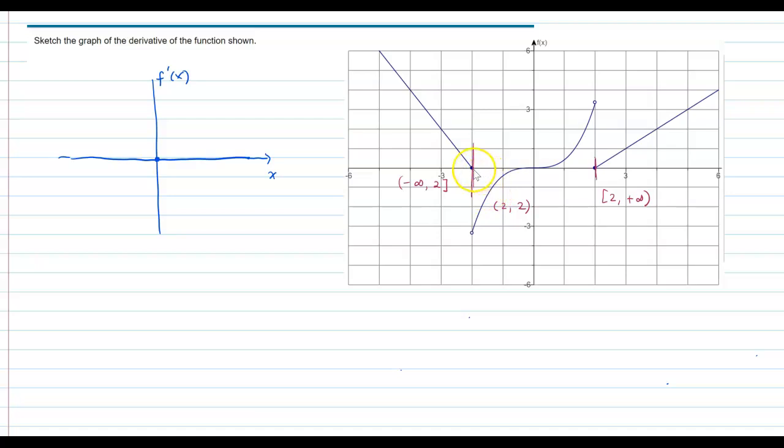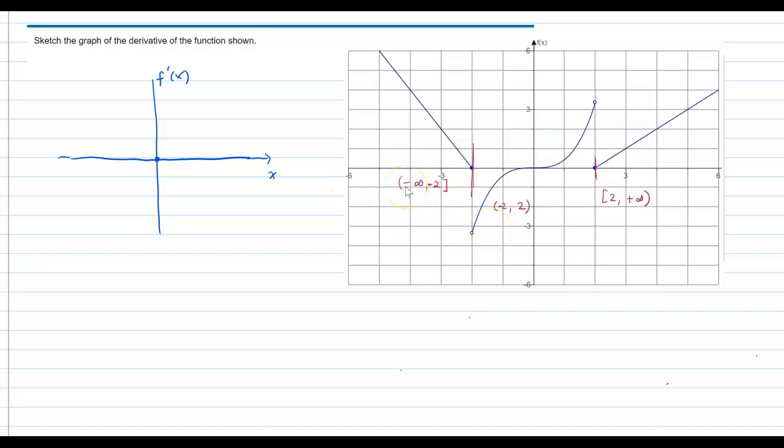Now, notice that at these points here, at x equals 2, we have a discontinuity. So we have discontinuity at x equals 2. So that would imply that there's no derivative at those points. So the derivative at x equals negative 2 and at x equals 2 does not exist. So there's a hole in the graph at those values of x.